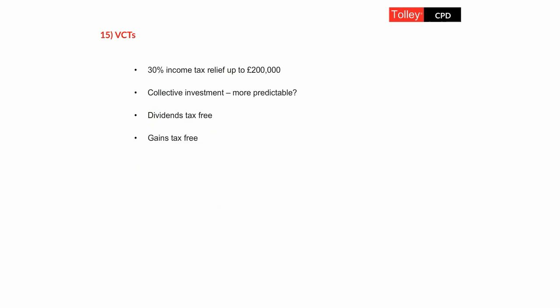VCTs, so VCTs, 30% income tax relief up to 200,000. It's a different product, but we really should be looking at it and just seeing if clients fancy it pre-year end. Dividends are tax-free, gains are tax-free, prices usually squeezed on sale. There's not an active market for them. And you cannot carry back VCT subscriptions, not like you can with EIS and SEIS. So not as attractive as the other two, but they're another product to consider for clients.